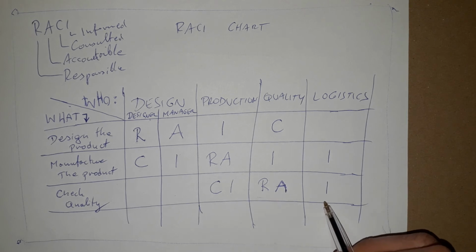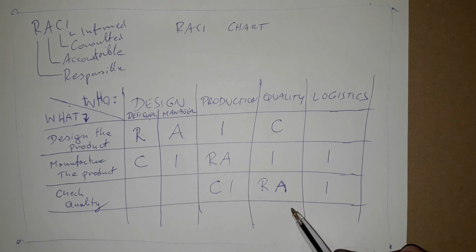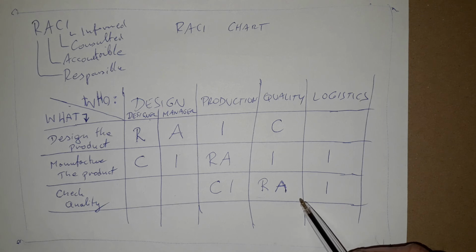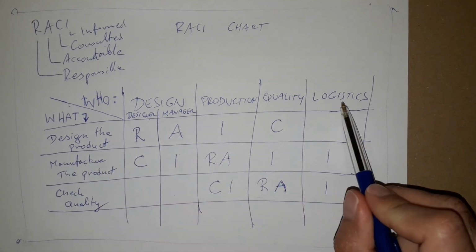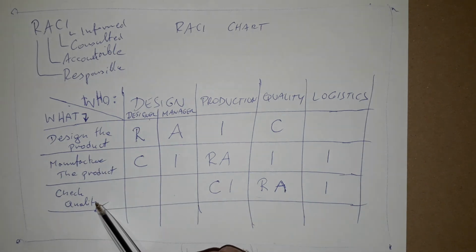So this is the RACI chart. It's used in project management. It's used in teamwork to organize and very carefully share the jobs and, how to say, establish the responsibilities and the interactions between the departments, between the people doing the specific jobs.